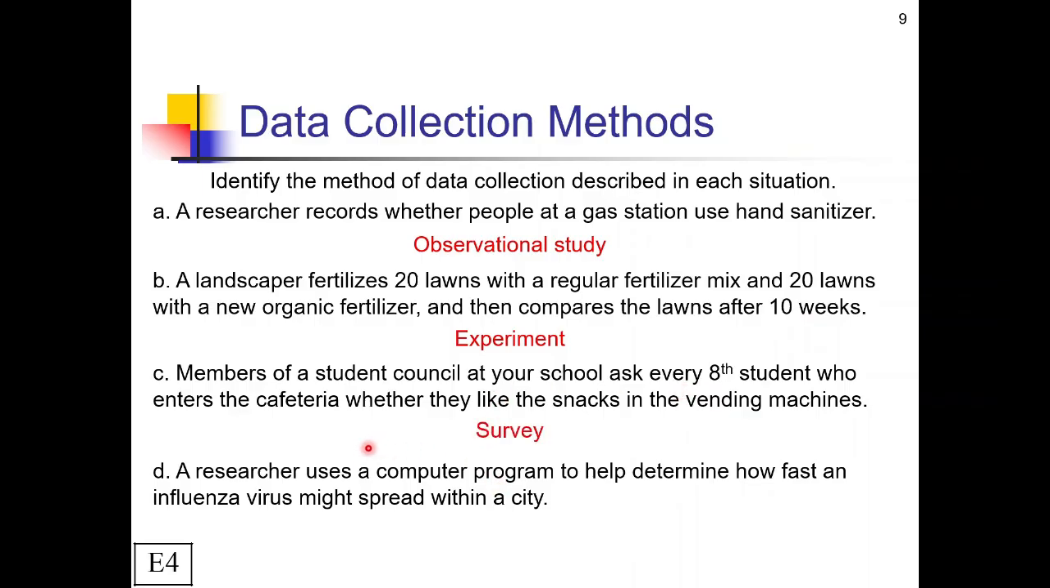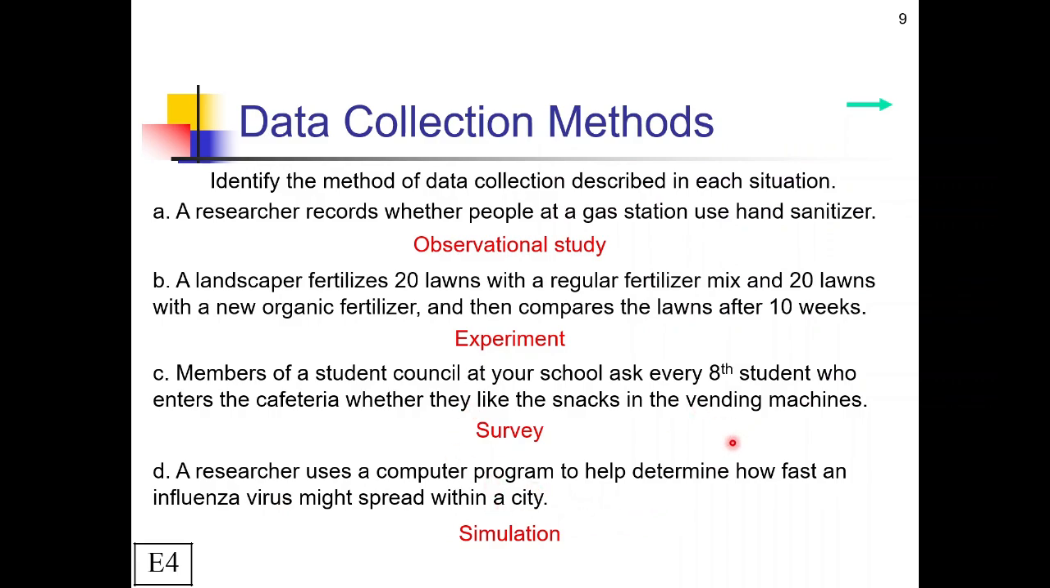And then for this last one, a researcher uses a computer program to help determine how fast an influenza virus might spread within a city. Definitely a simulation since we're using a computer model here. It's not an experiment. We're not introducing the virus into a city and seeing what happens. Not an observational study. We're not watching a virus spread, and we're not asking people about it.